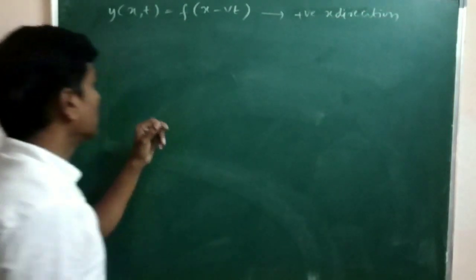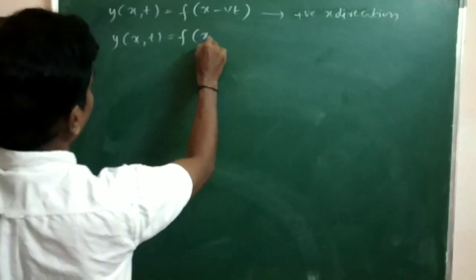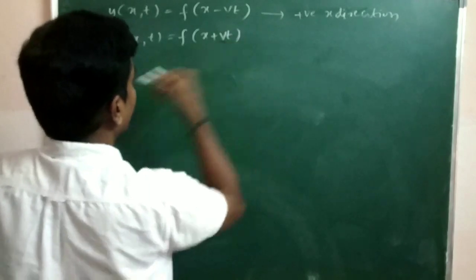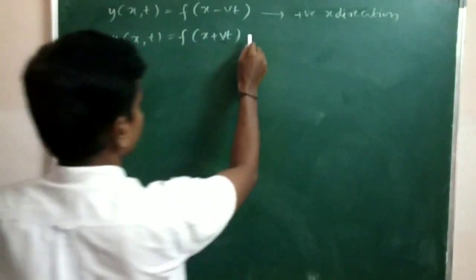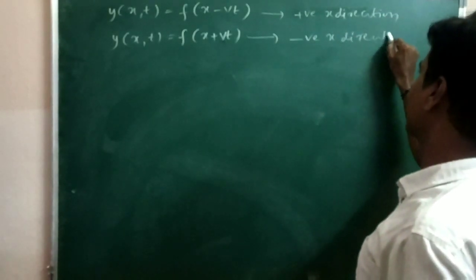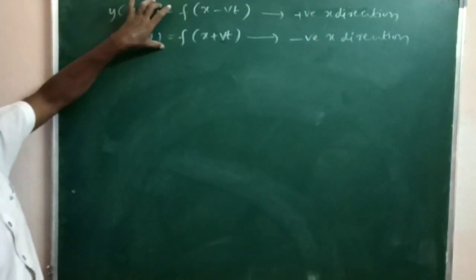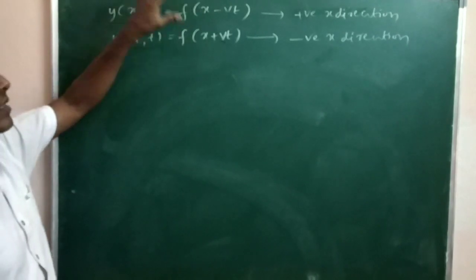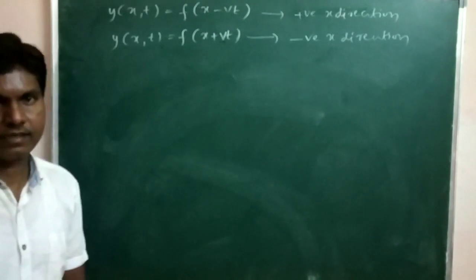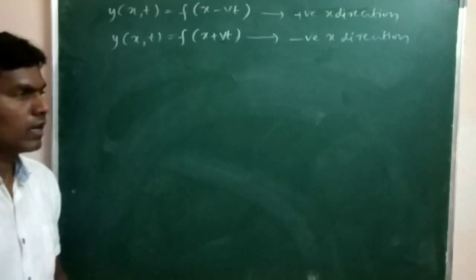Now, y of x comma t equals f of x plus vt. This wave function represents the negative x direction, right? These two equations represent a wave pulse moving in different directions on the x-axis. We already discussed these equations previously and have written them on the board.